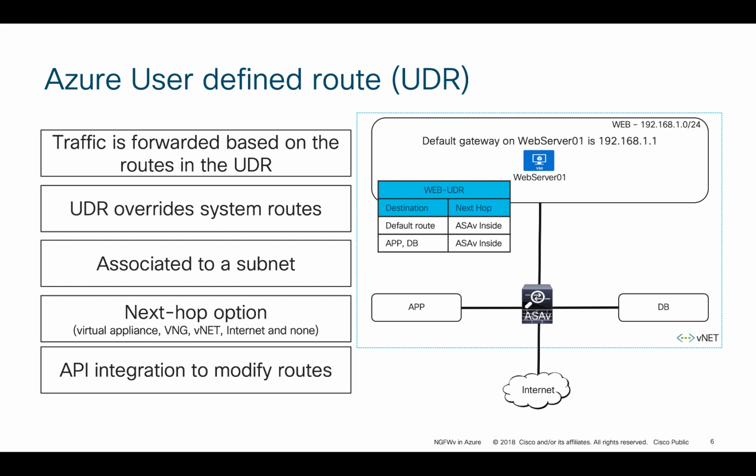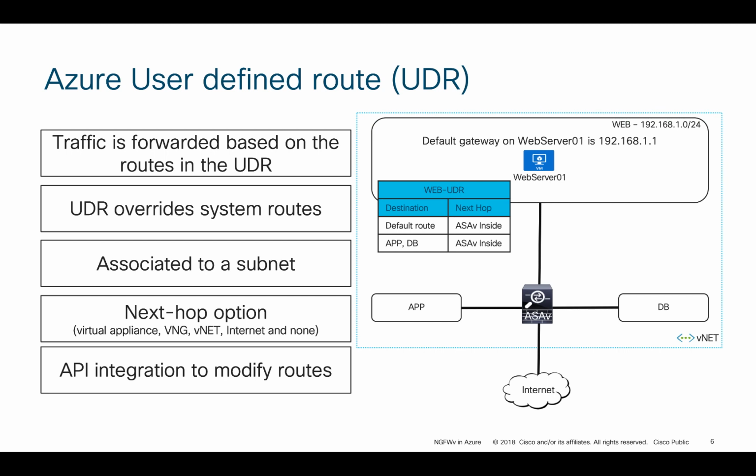So in Azure, you have the flexibility of creating your own user defined route table. Inside that route table, you can add routes. Now, if you look at this particular diagram here, I have a web UDR, which I have associated to my web subnet. In that UDR, if you look at next hop for a default route, it is the ASAv inside interface. It can be the next generation firewall's inside interface as well. And you can add more specific routes as well.